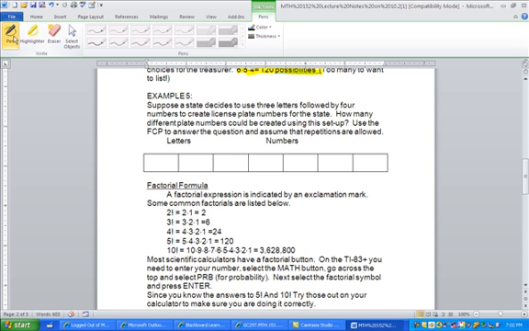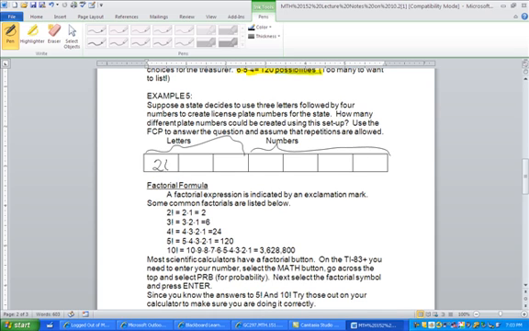Okay, example 5. Suppose that a state decides to use 3 letters followed by 4 numbers to create license plate numbers for the state. How many different plate numbers could be created using this setup? So we use the fundamental counting principle to answer the question. We have 3 letters followed by 4 numbers.